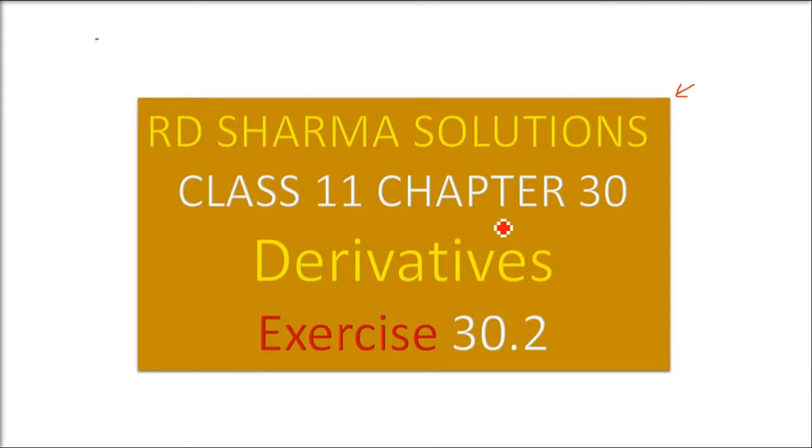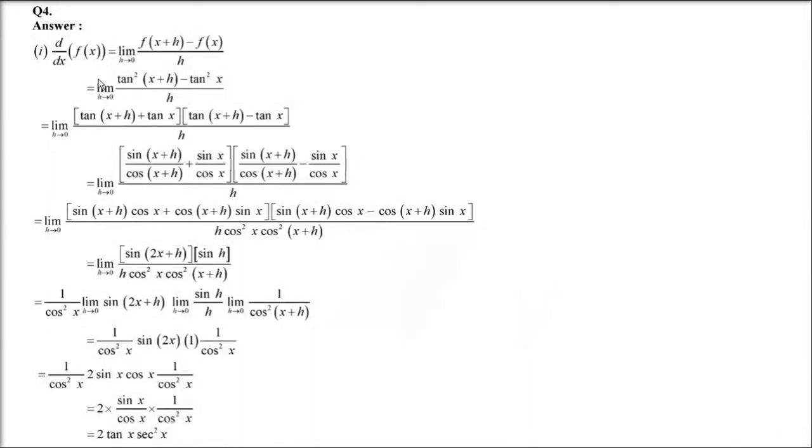We are taking R.D. Sharma solution, class 11, chapter 30, derivatives, exercise 30.2. This is question number 4. So we have the questions related to tan. f(x) is given as tan squared x. It's tan squared x. So what do we do here?